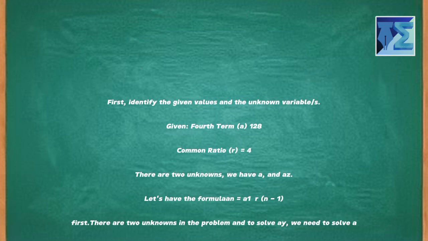Given: the fourth term is 128, and the common ratio is 4. There are two unknowns: we have a sub 1 and a sub 7. Let's have the formula. A sub n is equal to a sub 1 times r to the n minus 1. First, there are two unknowns in the problem, and to solve, we need to solve one at a time.